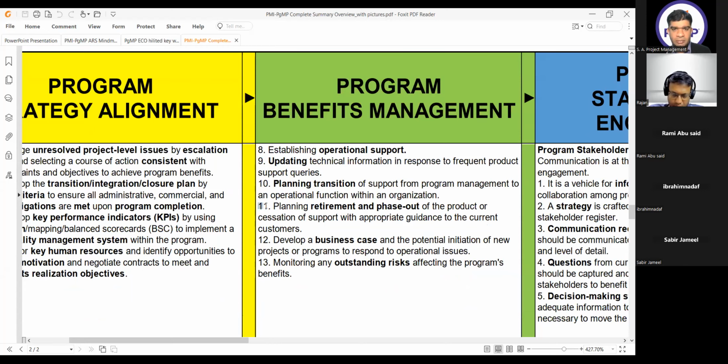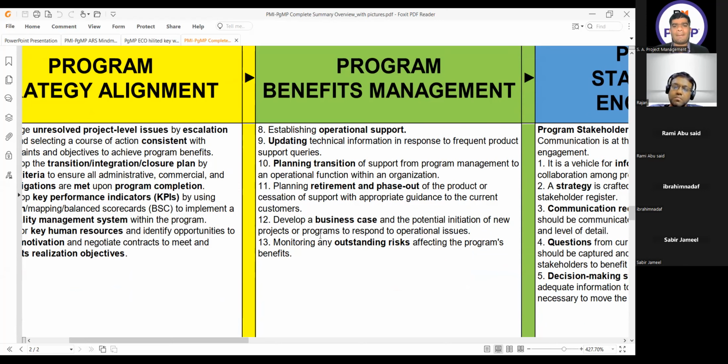item number 11 here. Item number 11. Planning retirement and phase out of the product or cessation of support, with appropriate guidance to the current customers. Okay, now 12. Develop a business case and the potential initiation of new projects or programs to respond to operational issues. So in which step are we talking about in point number 12?